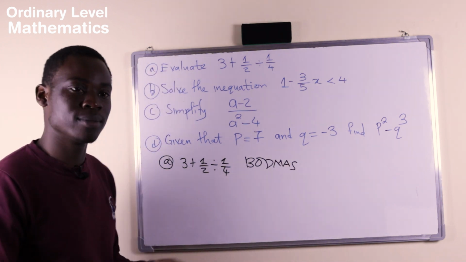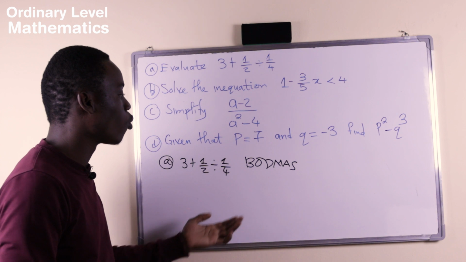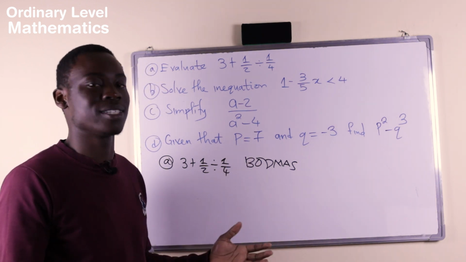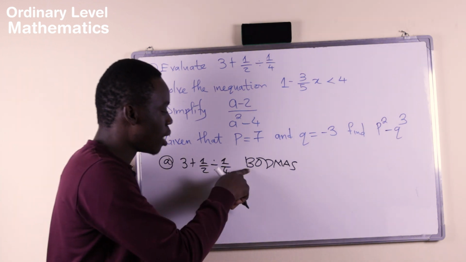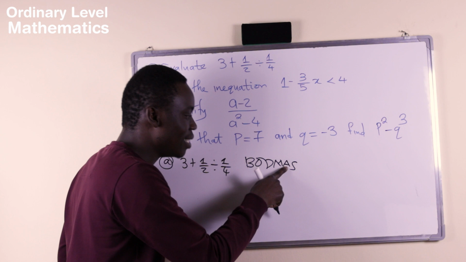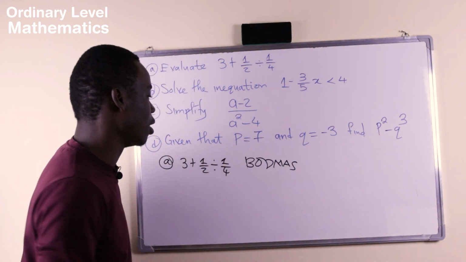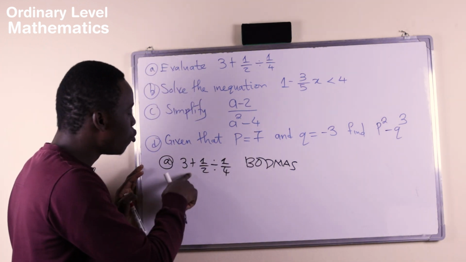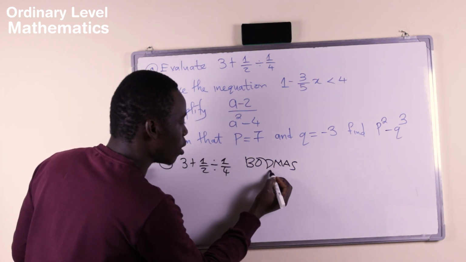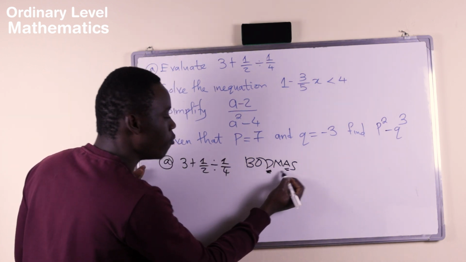Now, what is BODMAS? BODMAS is just the order of how you're going to add, subtract, divide, multiply, and of course, if there are brackets, you start with brackets. So this is brackets, division, multiplication, addition, and subtraction. So in our case here, 3 plus 1 over 2 divided by 1 over 4, the first thing we're going to start with is division before we add.